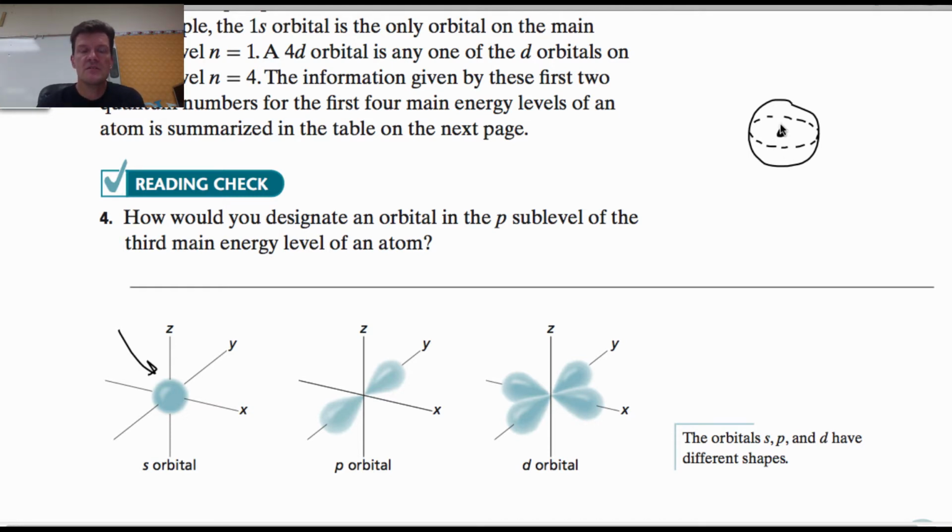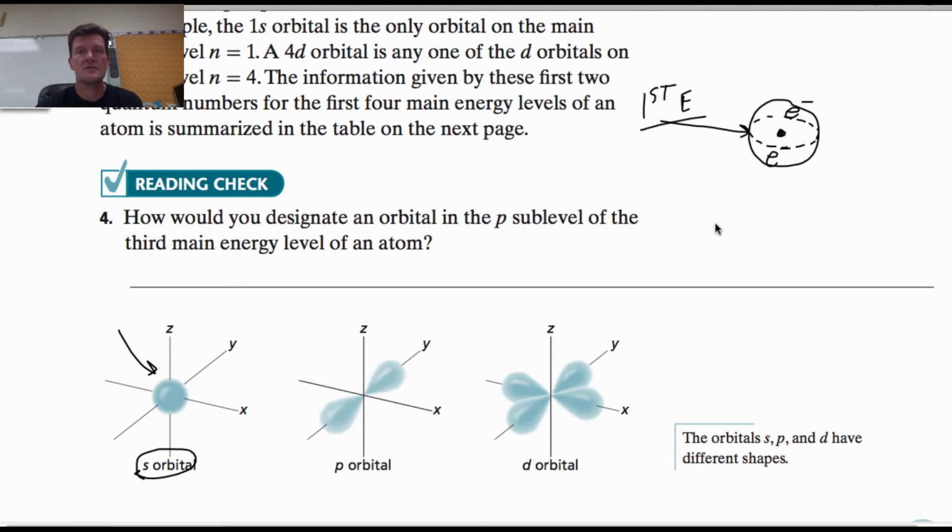Okay? That's at the first energy level. Since it is a spherical shape, we're going to call that an s orbital. Okay? Now, in the first s orbital, the first energy level, there's not a lot of space there. So you can only have 2 electrons closest to the nucleus at the first energy level. This is the first energy level. Okay?